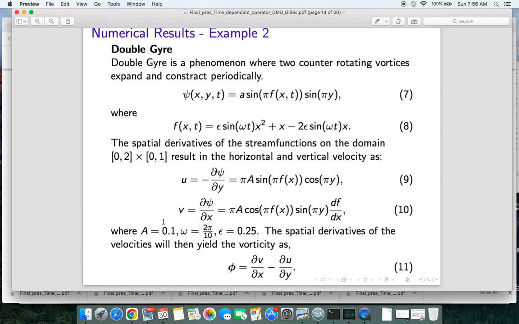And a is 0.1, omega is 2 pi by 10, and epsilon is 0.25. The spatial derivatives of the velocities will then yield the vorticity as v equals partial v, partial x minus partial u, partial y.